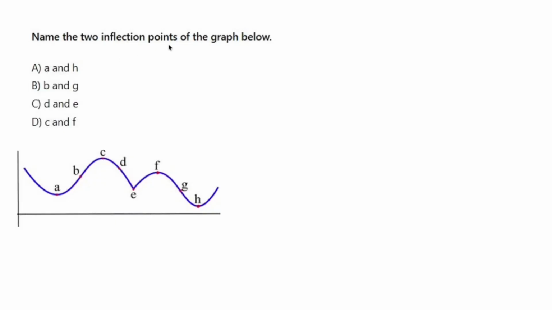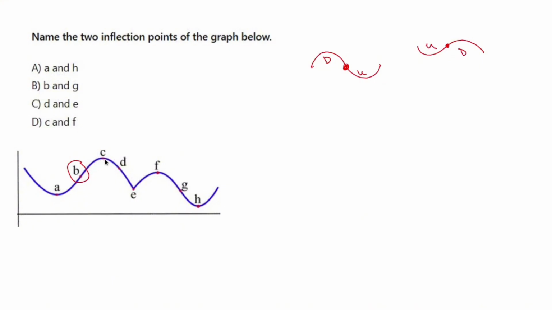Name the 2 inflection points on the graph below. Well, an inflection point is where concavity is changed. So it could look like this, where it changes from concave down to concave up, or it could look like this, where it changes from concave up to concave down. Okay, so if I look at this without even looking at my options, we're concave up, and then all of a sudden at B, it switches to concave down.